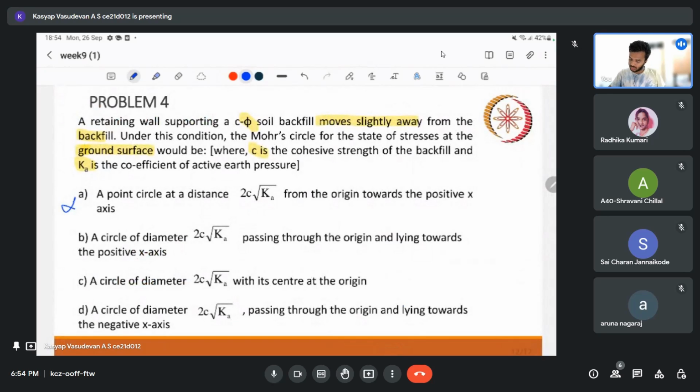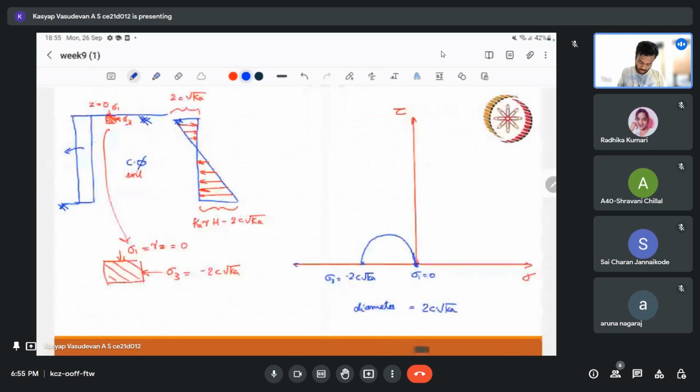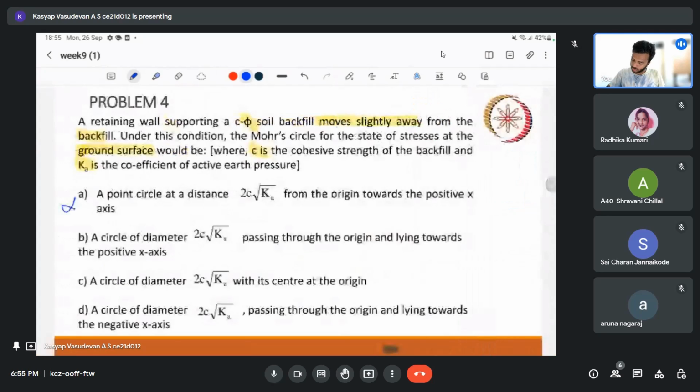The second option is a circle of diameter passing through the origin and lying towards the positive axis. So it is not towards the positive axis. Here it is positive and here it is negative. Our Mohr circle is towards negative, right? So not the second option. Circle of diameter with its center at origin: the center is not at origin. Here the center is towards the negative direction. A circle of diameter 2c root ka, passing through the origin and lying towards negative direction. So this must be our answer. Okay, so that's how it is.